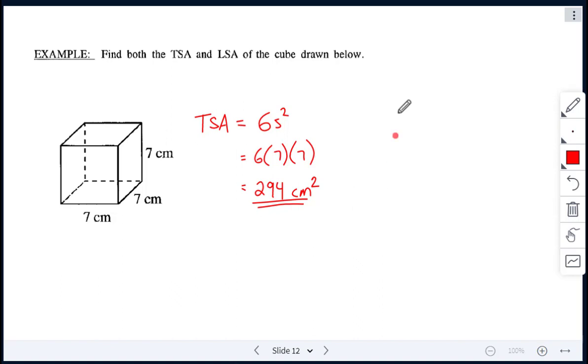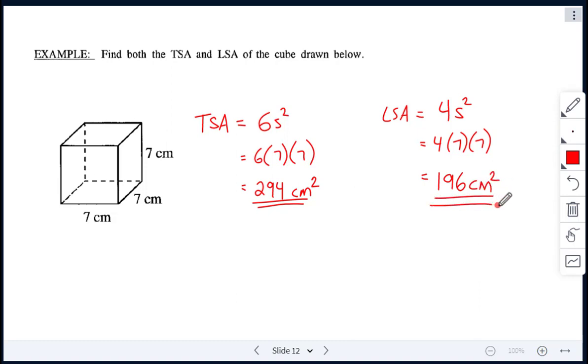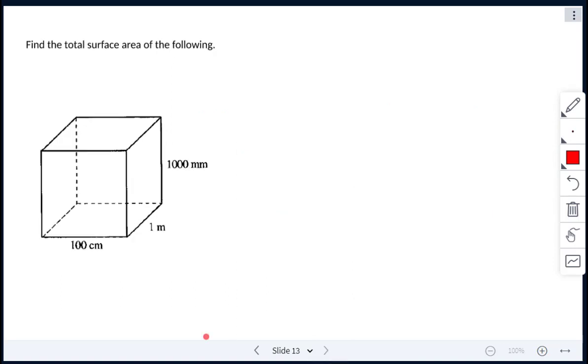If we were looking for the lateral surface area, we're going to ignore the top and bottom, so therefore it would be 4s squared. Okay, so 4 times 7 times 7, and that gives me 196 centimeters squared. Okay, so that's how you would find total surface area and lateral surface area of a cube. Okay, I'll give you guys this one to try.